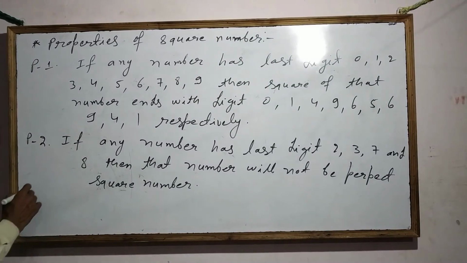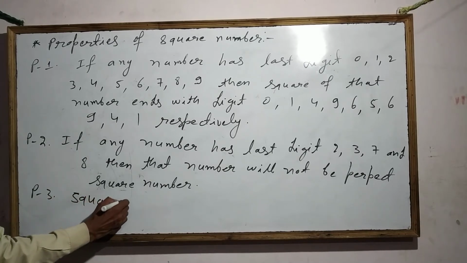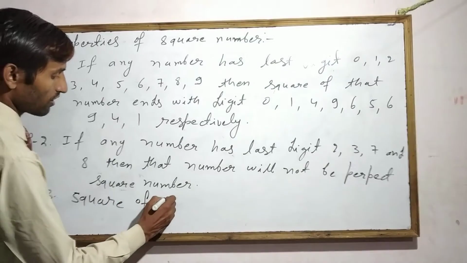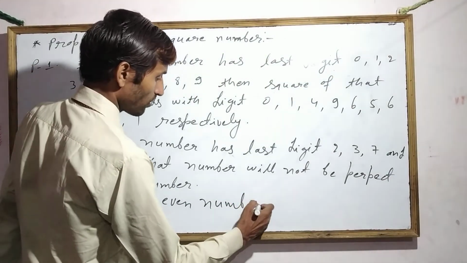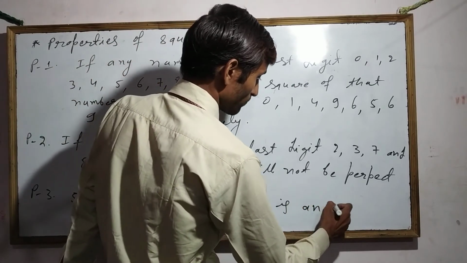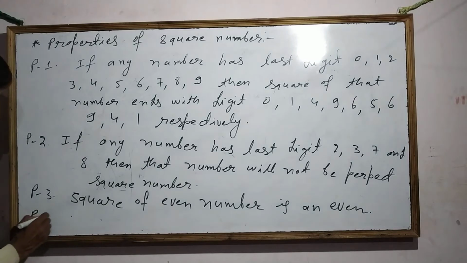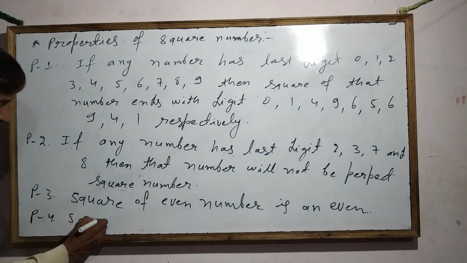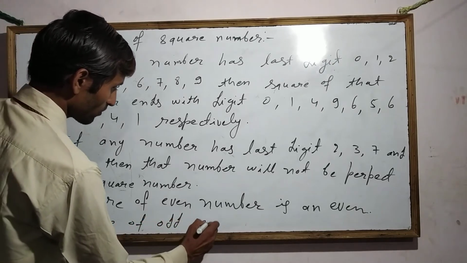Next, the third one: square of an even number is always even. Just remember this. Square of an even number is always even. Okay. Next, property 4: square of an odd number is odd. Square of an odd number is odd.